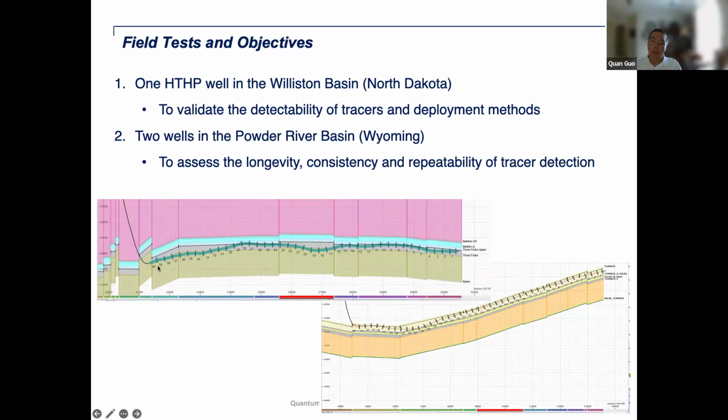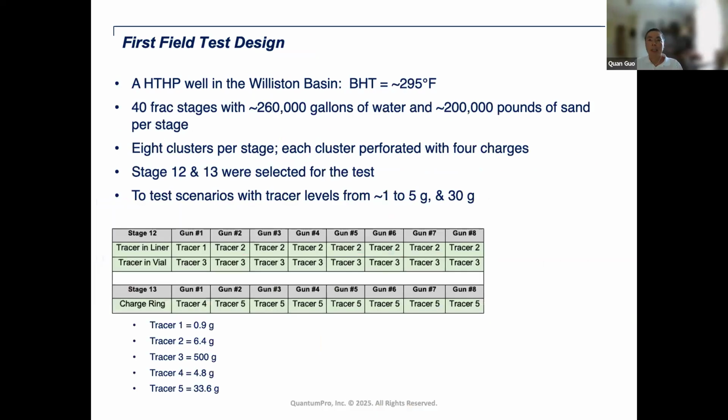Here is the well trajectory of the first well. Actually, that involved a lot of faults there. Here is the well trajectory of the second well, second test. Yeah. So this is the first field test well design, the test design.